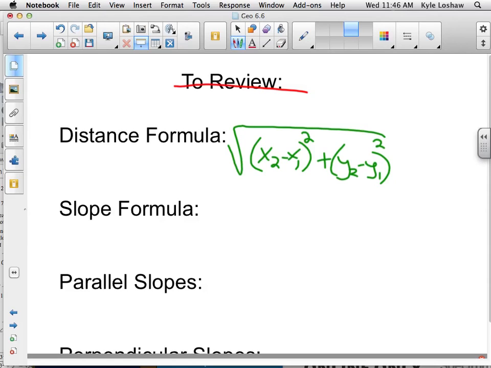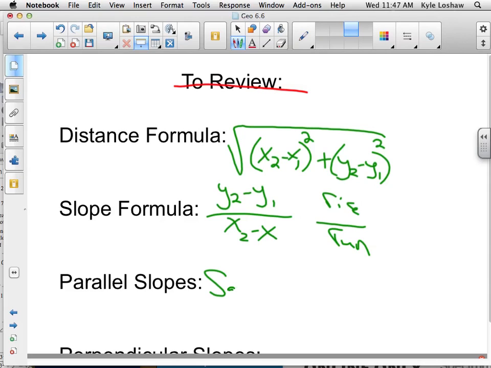Slope formula, we know that's y2 minus y1 over x2 minus x1, or better known as rise over run. How can we tell if we have parallel slopes? If they're parallel, that means they're going the same direction. That means that they have the same slope.